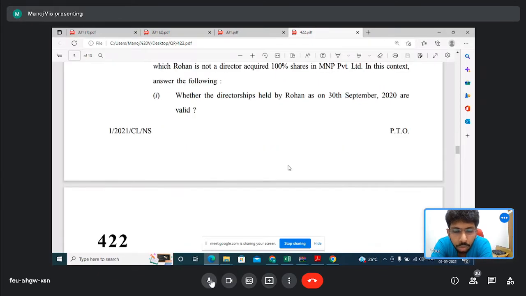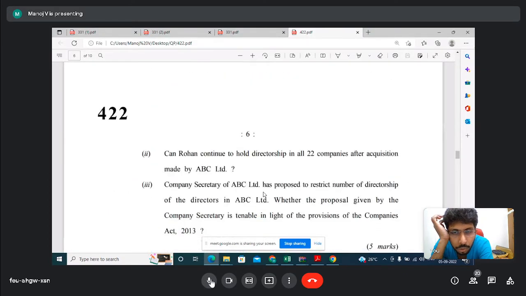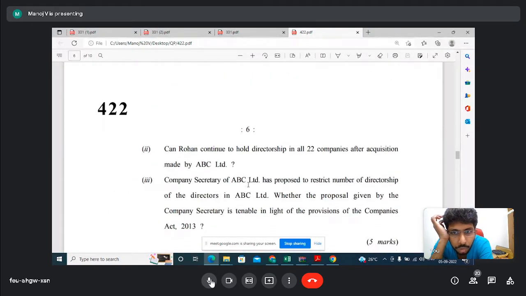I'm checking. In either case, that would still remain dormant only. In either case, it would be exempt only. Yes. Okay, so what is the answer for this?